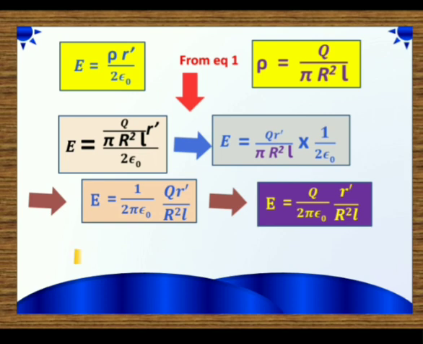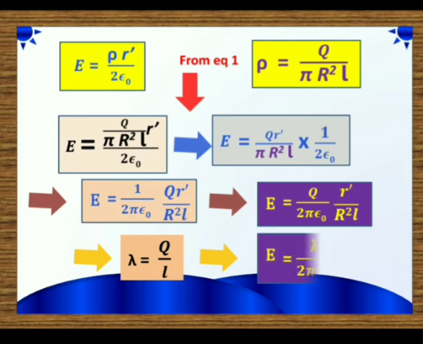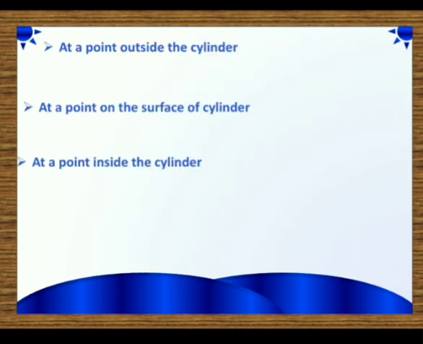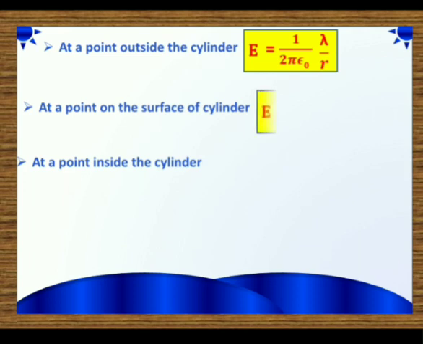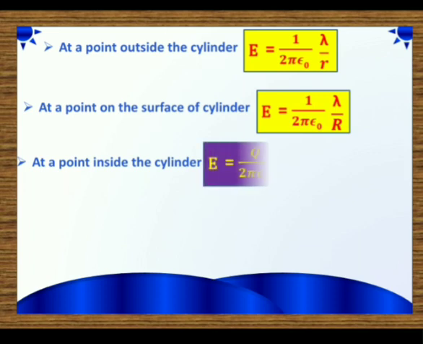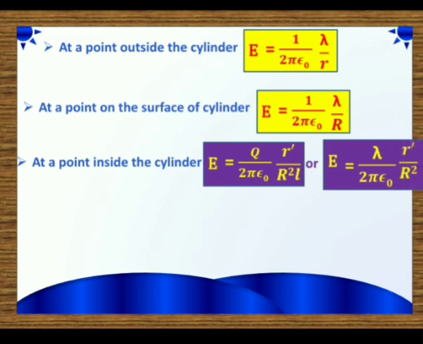But actually what is lambda? Lambda is q by L. If I substitute that one, then E is equal to lambda by 2 epsilon naught, r prime by r square. At outside of the cylinder, what I got, E is equal to 1 by 2 pi epsilon naught lambda by r. At a point on the surface, E is equal to 1 by 2 pi epsilon naught lambda by r. At inside the cylinder, E is equal to q by 2 pi epsilon naught, r prime by r square L, or E is equal to lambda by 2 pi epsilon naught, r prime by r square.